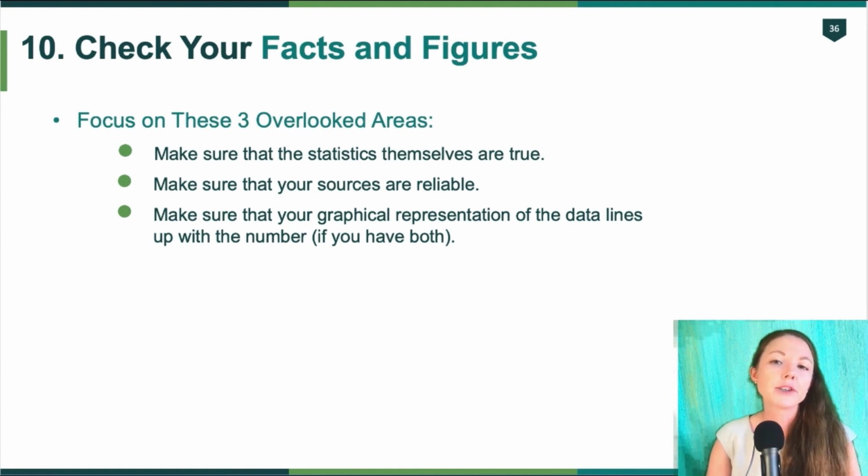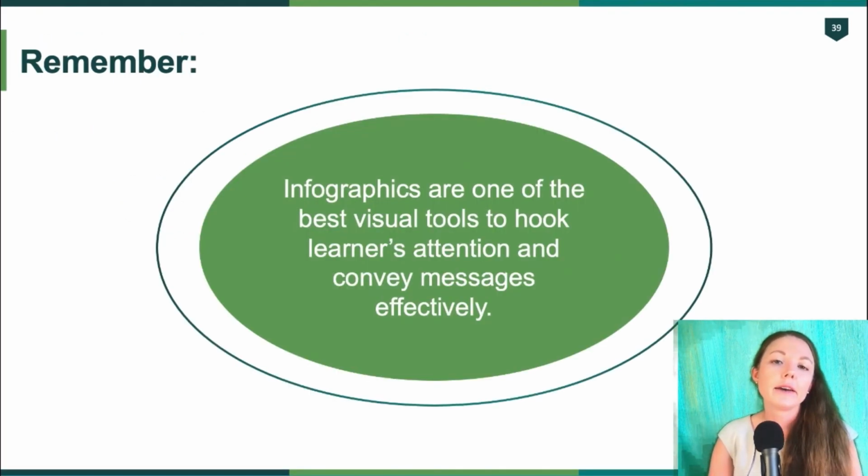Number 1, make sure that the statistics themselves are true. Number 2, make sure that your sources are reliable. And number 3, make sure that your graphical representation of the data lines up with the number. If your infographic relies heavily on numbers and data, it pays to give this area special attention, double checking and rechecking. Research has found that an infographic is 30 times more likely to be read than a purely textual article.